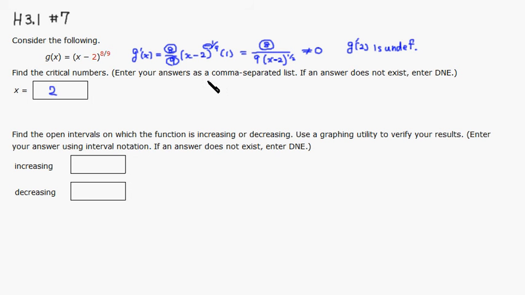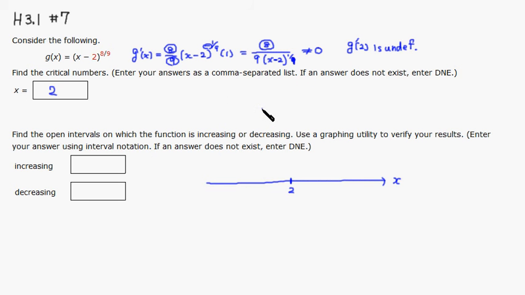Then we're going to do the number line to determine the increasing and decreasing intervals. Just draw a number line. The only critical number we have is x equals 2, so I'll put 2 right in the middle. Then we'll determine the sign. Oh, sorry, maybe I wrote down something wrong. This is 1/9 power.